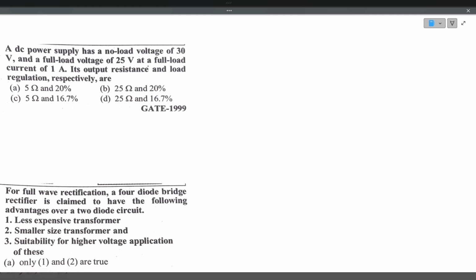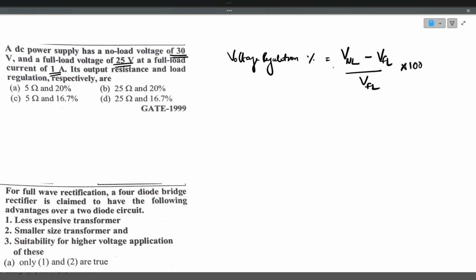The DC power supply has no load voltage of 30 volts and full load voltage of 25 volts. At full load, the current is 1 ampere. Find its output resistance and the load regulation respectively. The load regulation formula, that is the voltage regulation formula, in percentage is no load voltage minus full load voltage, divided by full load voltage, multiplied by 100. The no load voltage is 30 volts, and the full load voltage is 25 volts, so (30 minus 25) divided by 25 multiplied by 100 equals 20%. This is the voltage regulation.